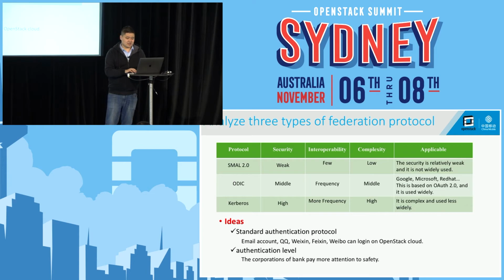We compare the above three types of federation protocols. We compared these from four aspects: security, interoperability, complexity, and applicability. And from this table, we can find OIDC is most commonly used, and Kerberos is the most secure. SAML is less secure and few users use it.